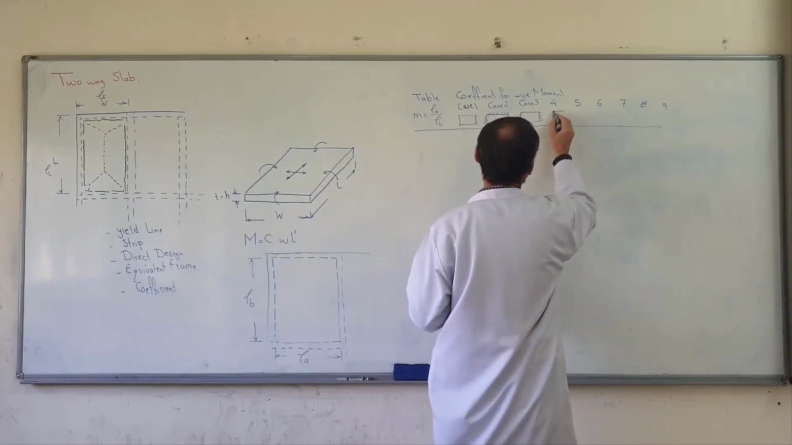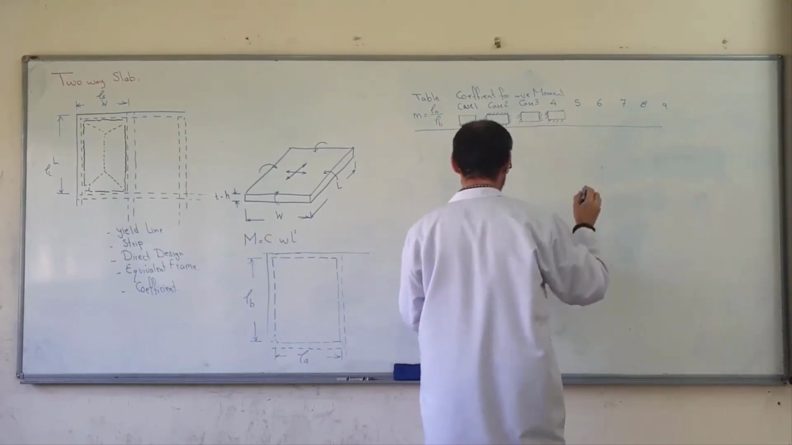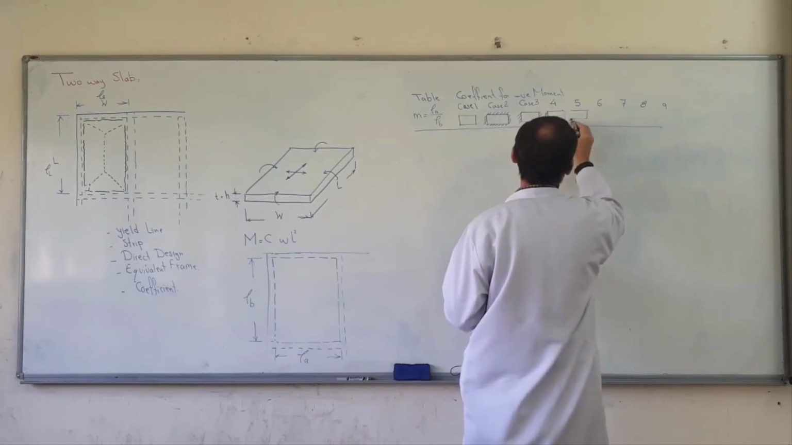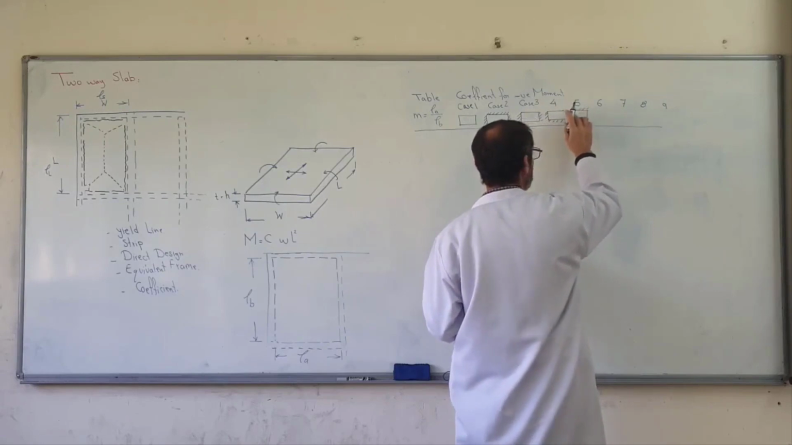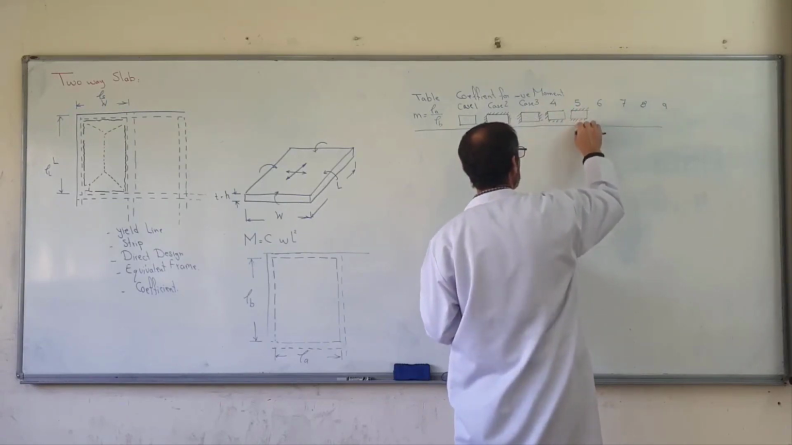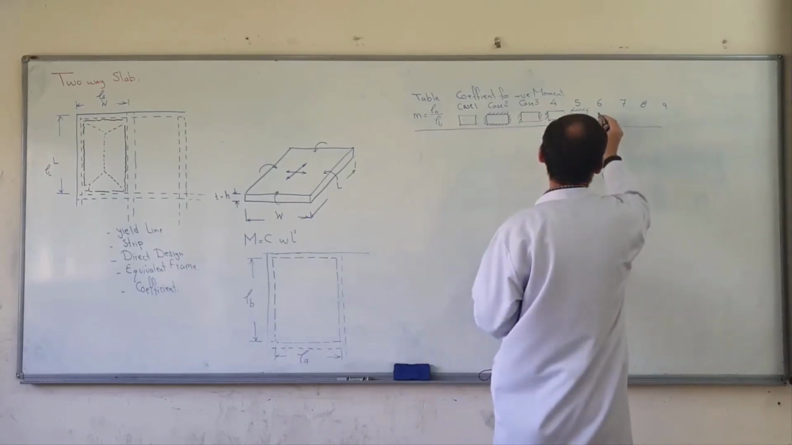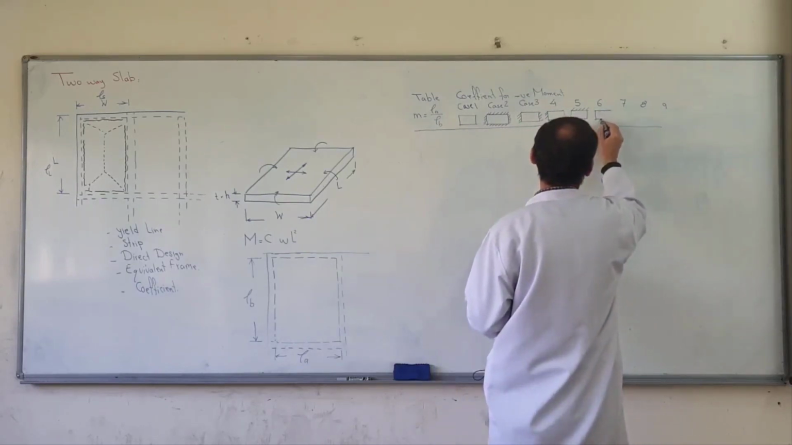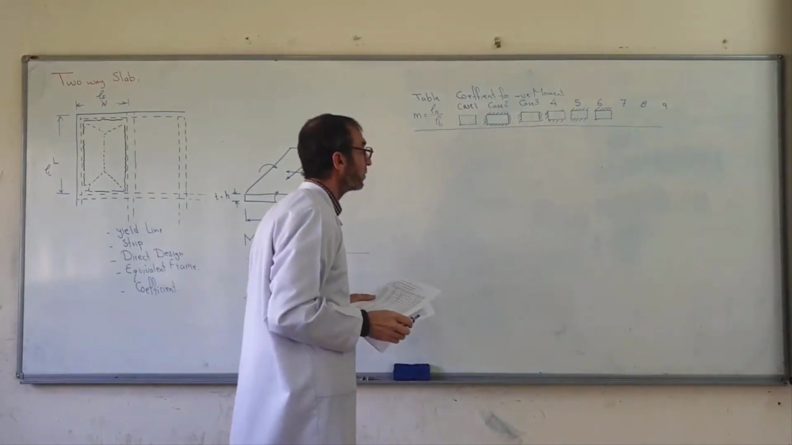Case 4 is supported in this direction and in this direction. Case 5 is supported on the long direction, or not supported on 4 sides. Continuous in this direction, continuous in this direction. Case 6 has one direction continuous.